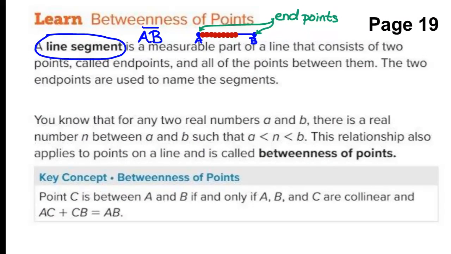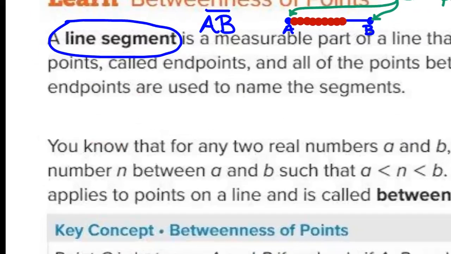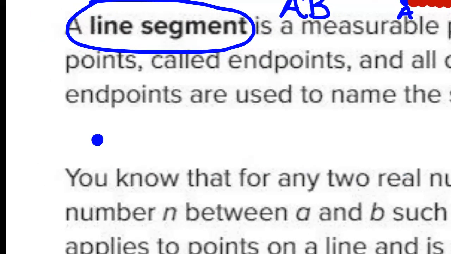All right, now we're going to talk about something that's really, really important in this class. It's called betweenness of points. In this little space right here, I want you guys to draw this figure. We're going to have line segment AB. Between those two endpoints, somewhere on that line segment, it doesn't matter where you put it, we're going to put a third point. We're going to call it C.